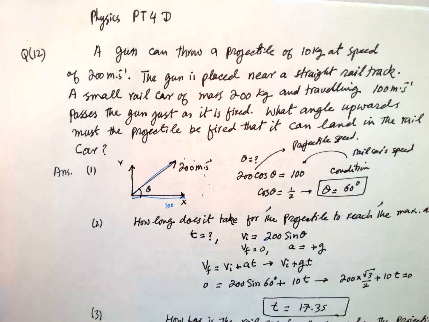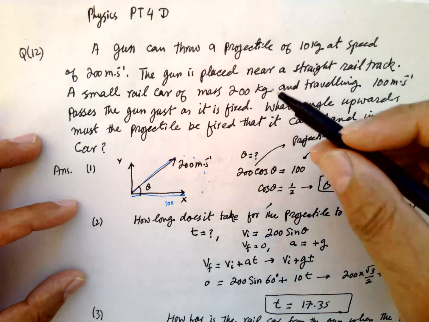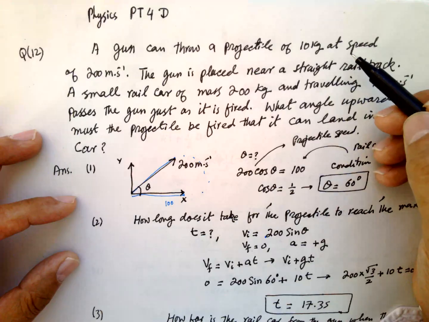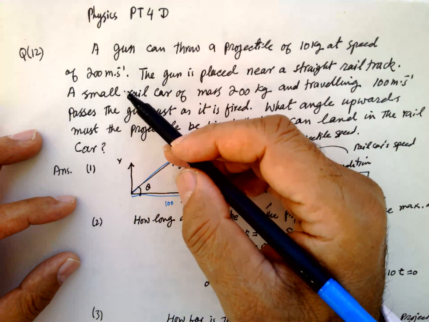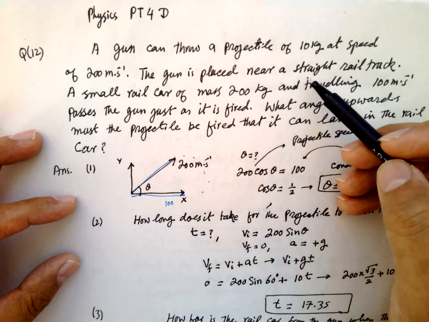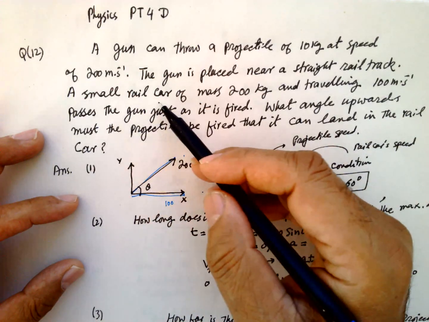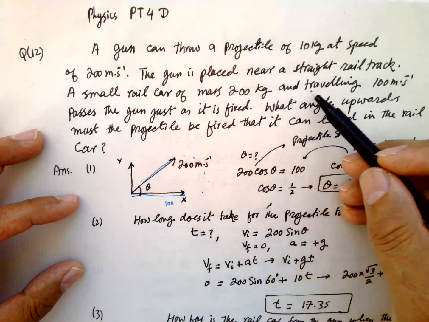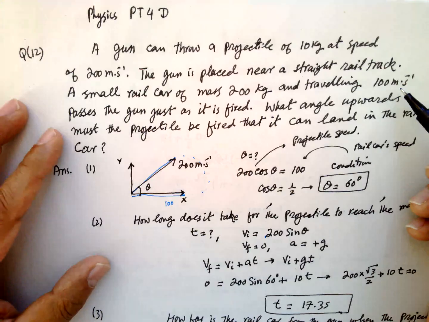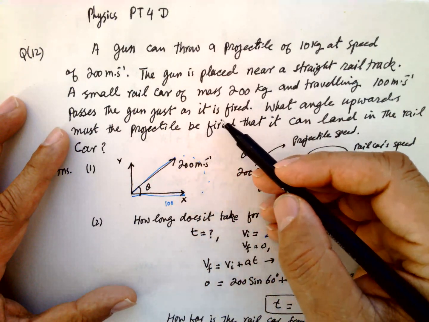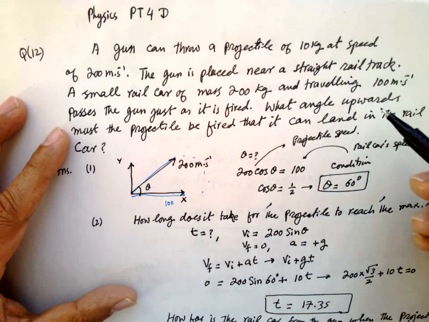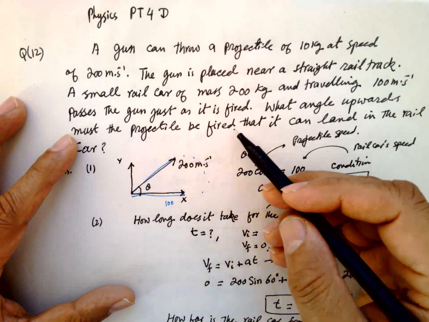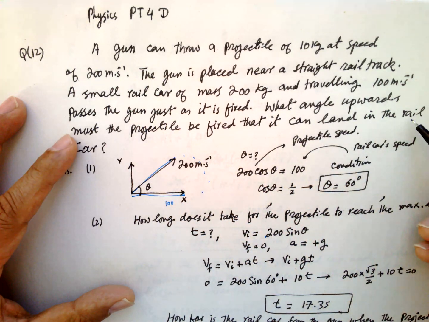Question number 12. A gun can throw a projectile of 100 kg at a speed of 200 meters per second. The gun is placed near a straight rail track. A small rail car of mass 200 kg, traveling at 100 meters per second, passes the gun just as it is fired. What angle upward must the projectile be fired so that it can land on the rail car?